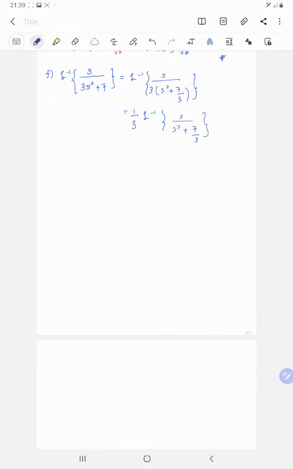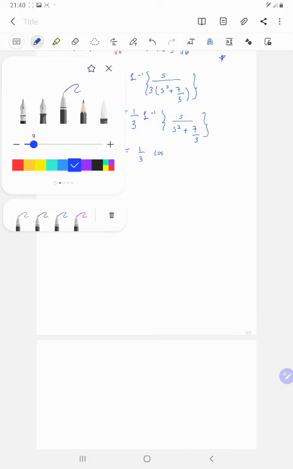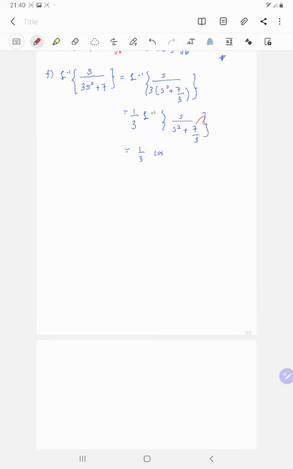Okay, so now the coefficient of s squared is already 1. So there is s squared plus constant, and the upper is s. So this must be cos. Okay, but what cos? Cos what depends on the a here. 7 over 3 is actually square root to the power 2. Okay, so your a now is square root 7 over 3.